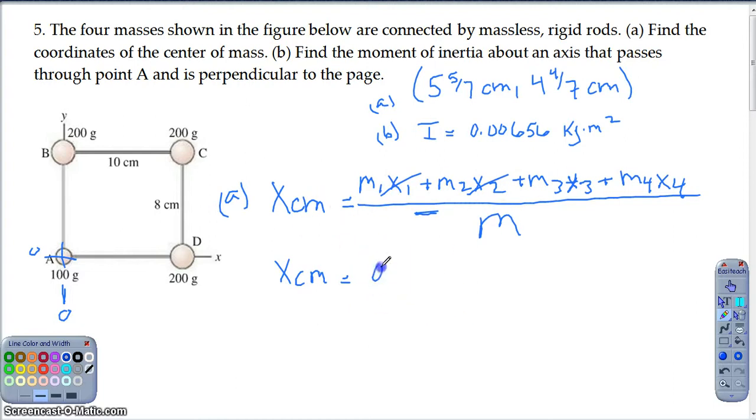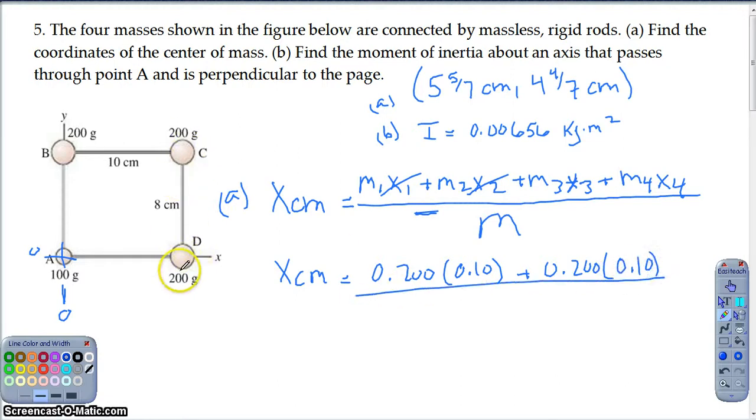So then I would have 200 grams, so 0.200 kilograms times 10 centimeters, so 0.10 meters, and then plus another 0.200 kilograms times another 0.10 meters, right? So each of these is 200 grams, and they're both 10 centimeters from our origin. So as I add those up, and then divide by the total mass of the system, adding all of those up together, I get 0.700. And that's where I got my answer then of 0.057 there.